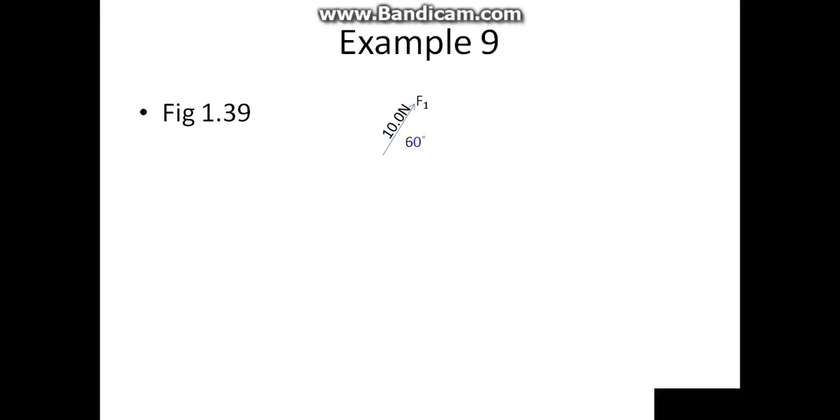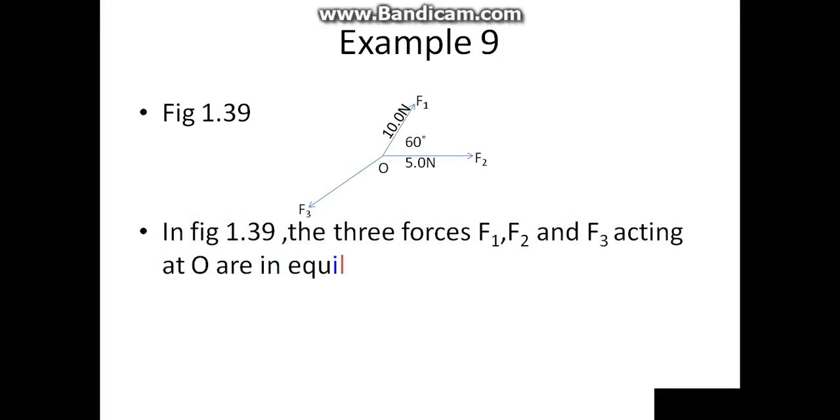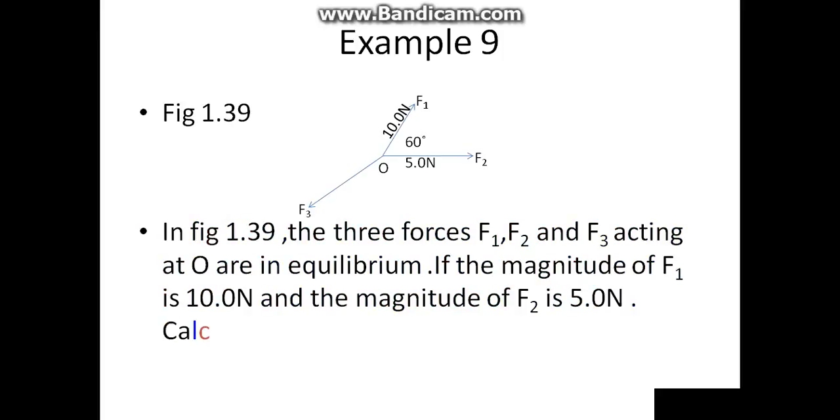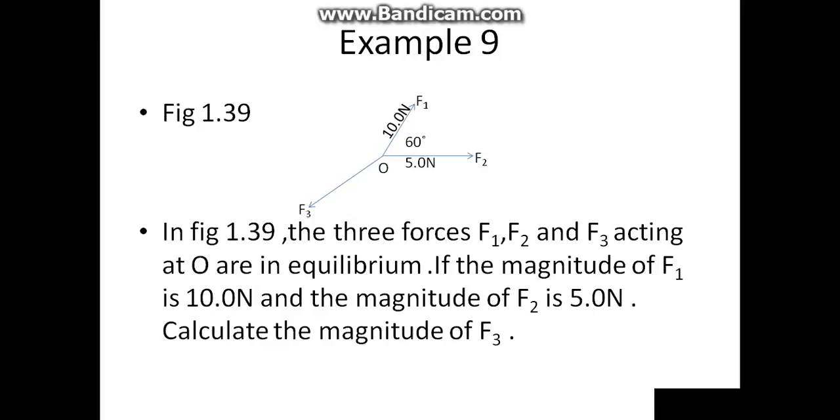Example 9. Figure 1.39. Three forces. In Figure 1.39, three forces F1, F2, and F3 are acting at O in equilibrium. If the magnitude of F1 is 10 Newton and the magnitude of F2 is 5 Newton, calculate the magnitude of F3, knowing that F1 and F2 are at an angle of 60 degrees.